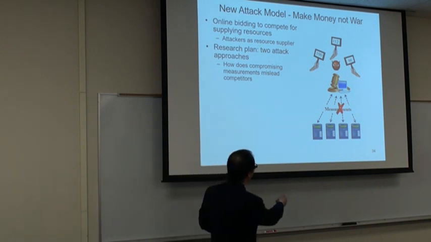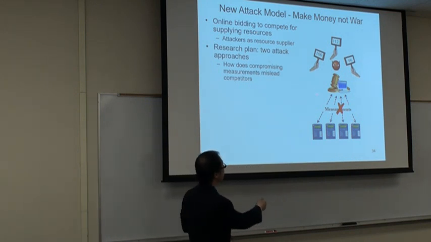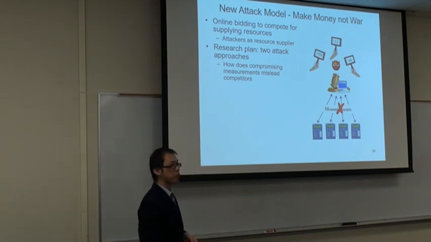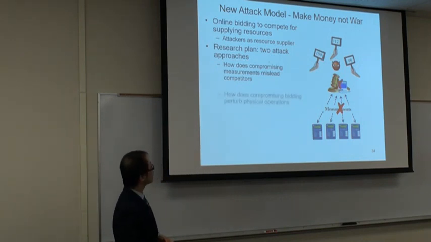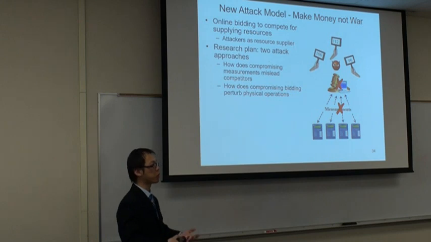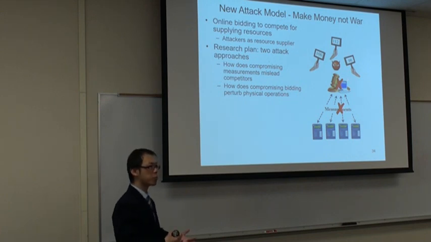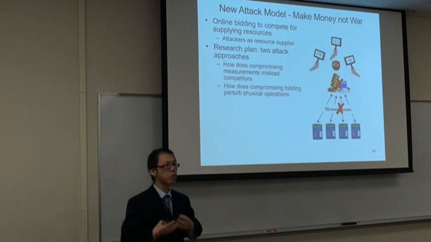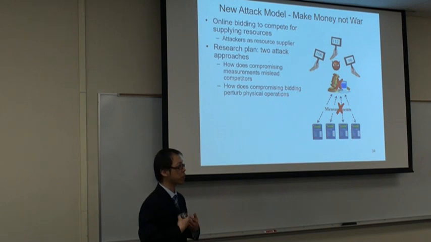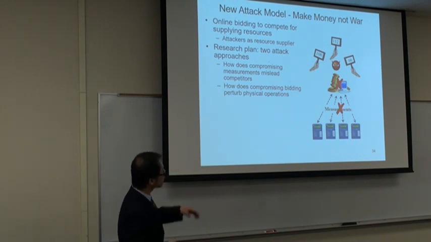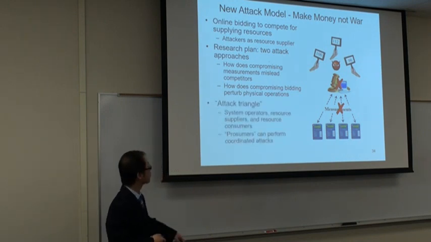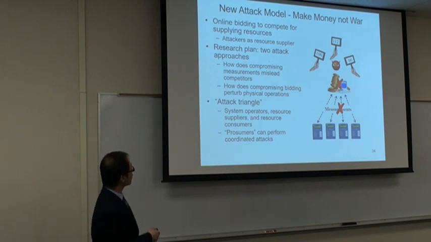In this case, there are two types of attack model that I can think about at this moment. The first is: what if attackers compromise the measurements? What is the impact of changing these bidding processes? Can this make the attackers always win the bidding and obtain an economic benefit? The second one is directly compromising the bidding platform. Is it possible for attackers to perturb the operations of their competitors?